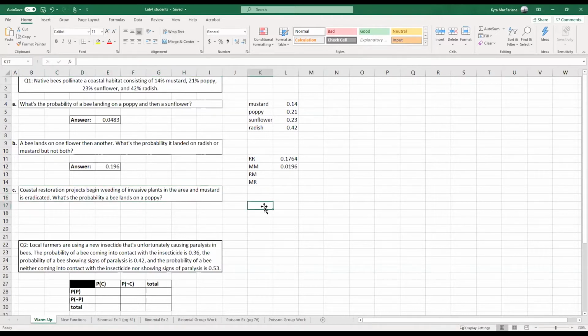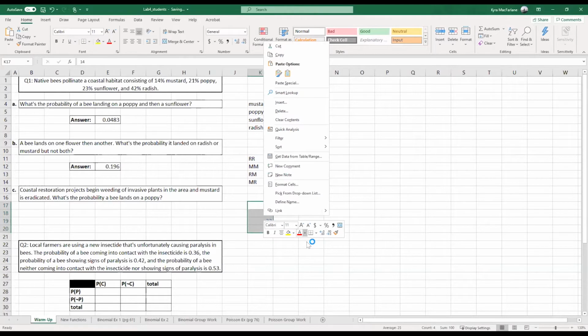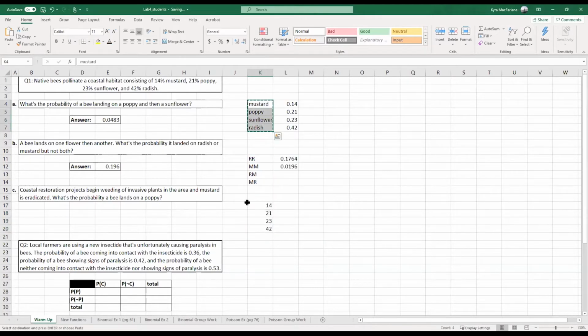So that would mean that there are 14 mustards, 21 poppies, 23 sunflowers, and 42 radishes in the original population of flowers. But then we completely get rid of mustard, and so these are the remaining flowers that we have. Now we don't have per 100 anymore. We have out of the total here.